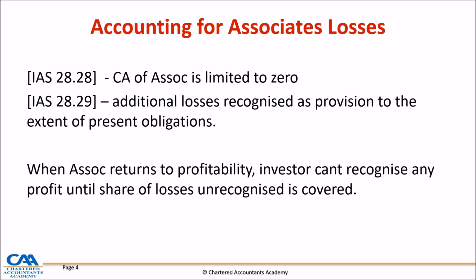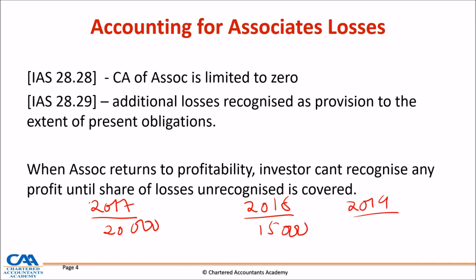So, let's put it as an example. Let's say the associate in 2017 made a loss of 20,000, and then in 2018 they made a profit of 15,000. In 2019 they made a profit of 9,000. And assuming that in 2017 your investment carrying amount was 10,000, you could only reduce your carrying amount to the extent of 10,000, which was there. Which means the other 10,000 worth of losses you could not recognize; they were outside the books.